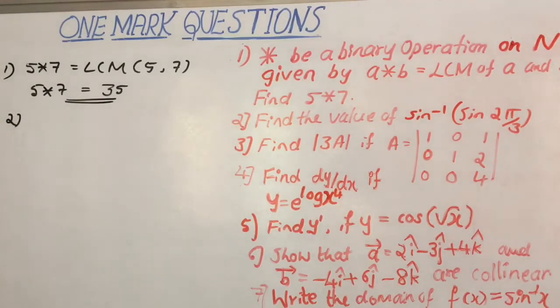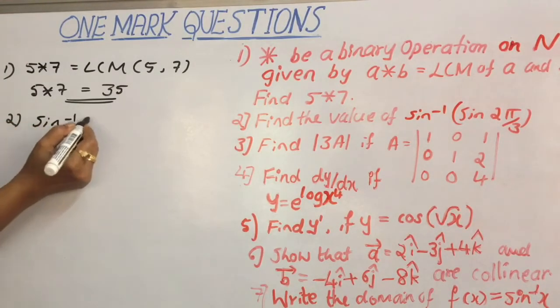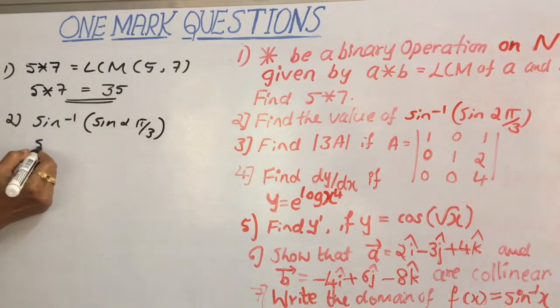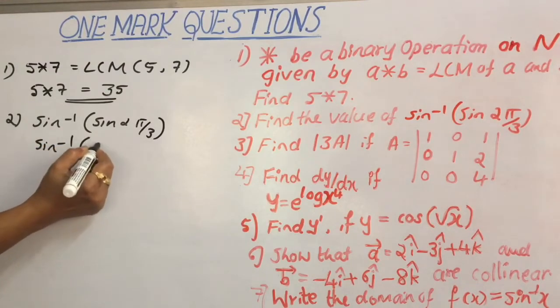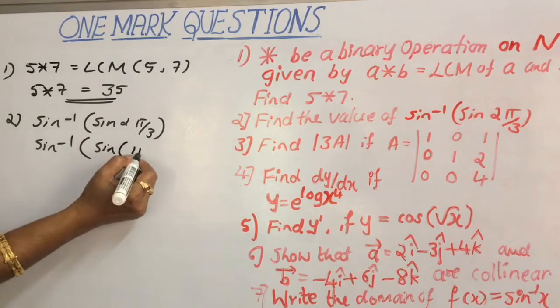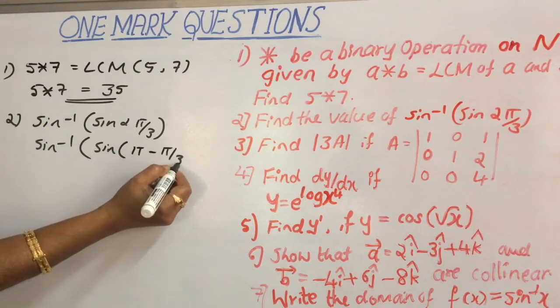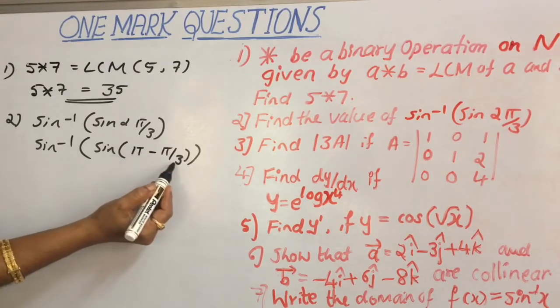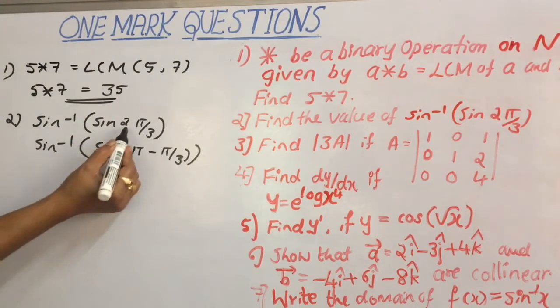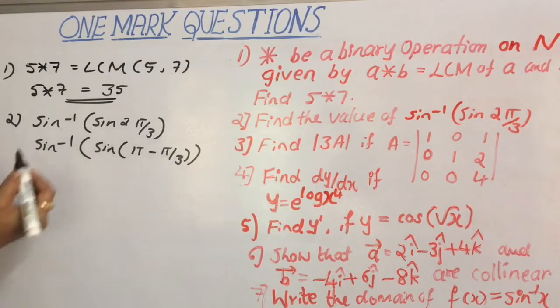Move on to the second question. Find the value of sine inverse of sine 2 pi by 3. So consider sine inverse of sine 2 pi by 3. This can also be written as sine inverse of sine of, split this 2 pi by 3 as pi minus pi by 3. Because if we simplify this by taking 3 as LCM, this becomes 3 pi minus pi, which means the given value 2 pi by 3. So write 2 pi by 3 as pi minus pi by 3.